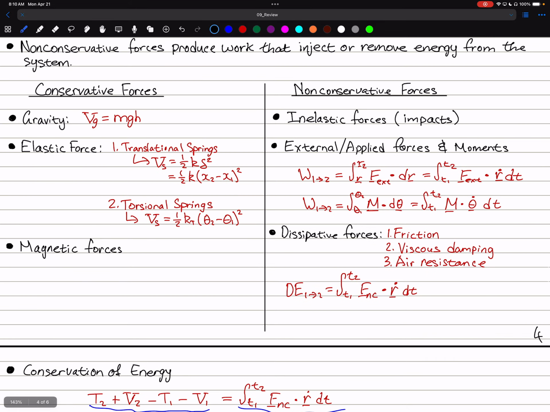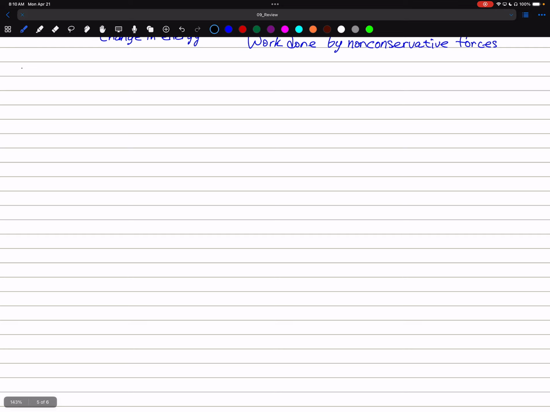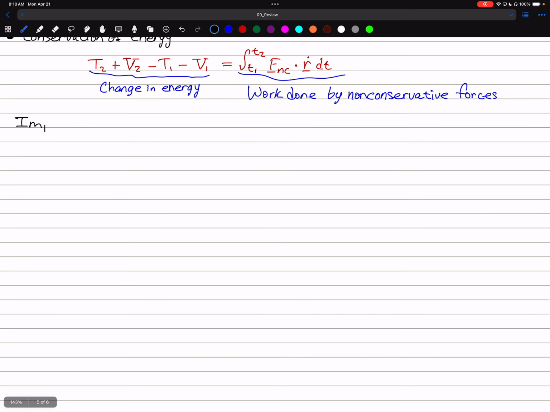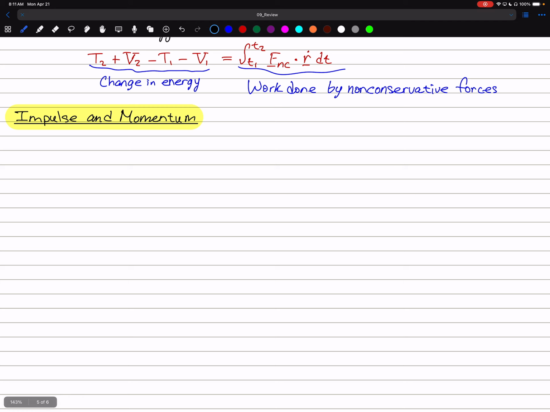We're going to now move on to impulse and momentum. And then we'll also deal with impacts as well in this section. All right, so we looked at linear momentum and also angular momentum.